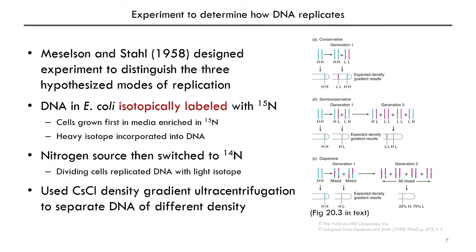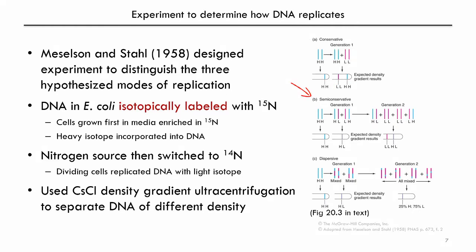In their experiment, Meselson and Stahl first grew E. coli in a growth medium that was enriched in nitrogen-15, and this heavy isotope was incorporated into DNA. They then switched the main nitrogen source to the naturally abundant nitrogen-14, and the dividing cells replicated DNA with the light isotope. In the conservative DNA replication hypothesis, this would result in new double-stranded DNA that incorporates the light isotopes in both strands. The original heavy DNA and the new light DNA could be separated by density gradient ultracentrifugation, which I will explain in a minute.